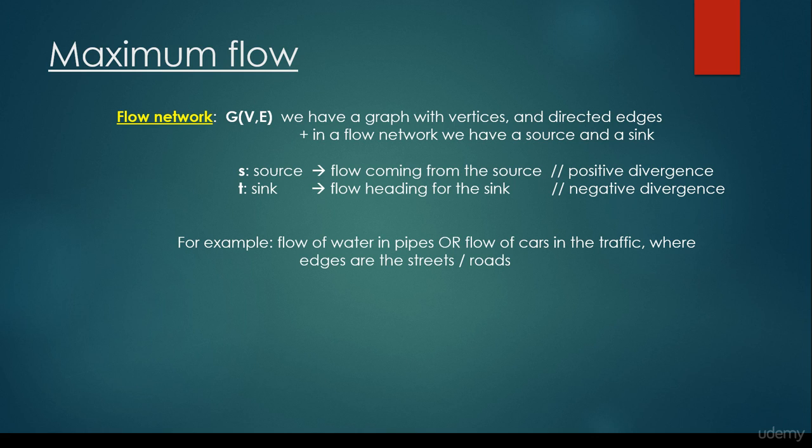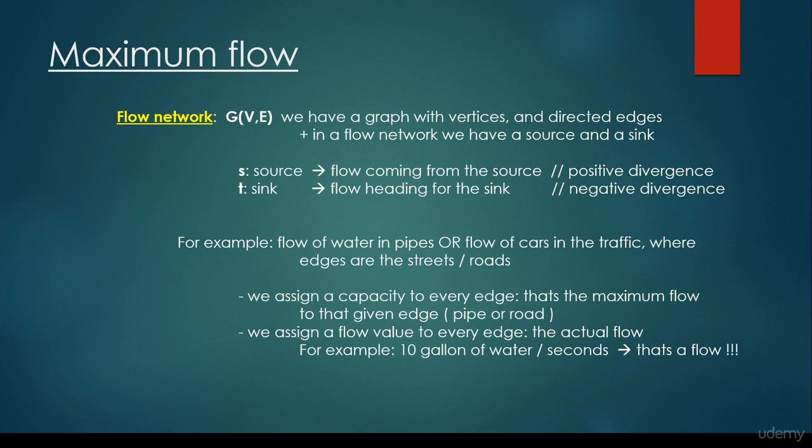And we have a sink, which we represent with a T, and the flow is heading for that sink. So the divergence is smaller than zero. If you want to have a good grasp on flow networks, you can imagine it as a flow of water in pipes, for example, or a flow of cars in traffic, where the edges are the streets or the roads. It is basically the same. And the vertices in these cases are the crossroads.